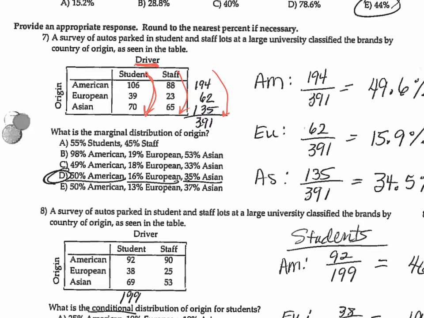All right. So it says marginal. And marginal comes from the margins. That is the edges. This section here, student and staff, are the conditional. And this out here, all by itself, is marginal. So that means I should be having American is 194 over 391. European is 62 over 391. And Asian is 135 over 391. So those percentages that come out properly, and they obviously rounded to a whole number, is D.